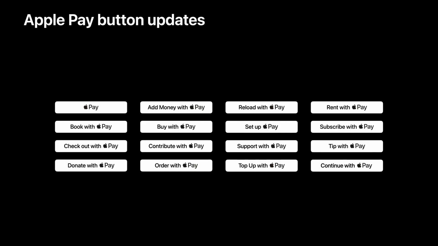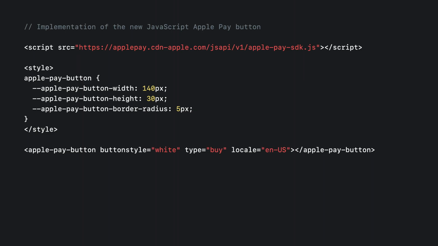We're also introducing a new JavaScript implementation for the Apple Pay button. This new button supports all current button types and styles. It's easy to implement and can be customized to match the design of your sites. Here's an example implementation. As you can see, the button size and style can be configured easily. Note that the styles are prefixed with Apple Pay. For more information on this, check out the documentation on the Apple Developer Portal.